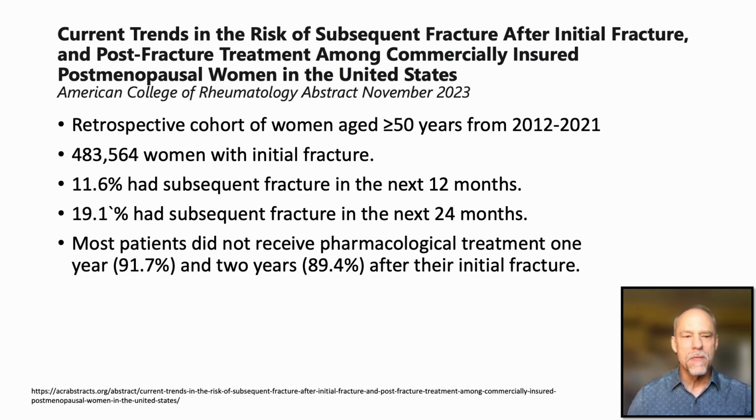This is a paper, an abstract actually, from the American College of Rheumatology, November of 23, so very recent. This is on the current trends in the risk of a subsequent fracture after an initial osteoporotic fracture. Retrospective study, women 50 and older, from 2012 to 2021, nearly 500,000 women with an initial fracture. They noted that in the first 12 months after the fracture, there was an 11.6% chance of another fracture. In the next 24 months, a 19.1% risk.